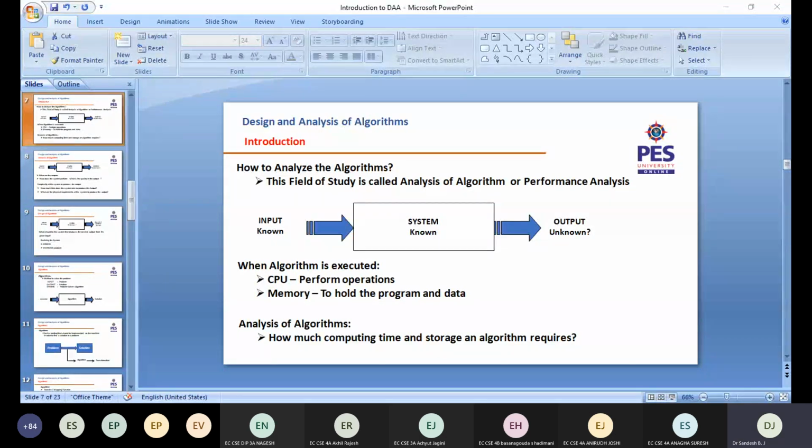And all of you know, when this algorithm is executed, it uses the CPU to perform operations and it uses memory to hold the program and the data. It may use primary and auxiliary memory for the same. So after getting the output, one thing you will be interested to see is the quality of the output you have got. Along with that, you will also be interested to see how much computing time and storage the algorithm requires.